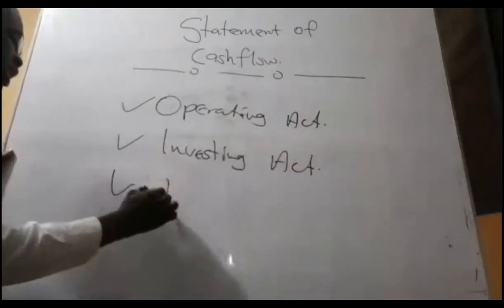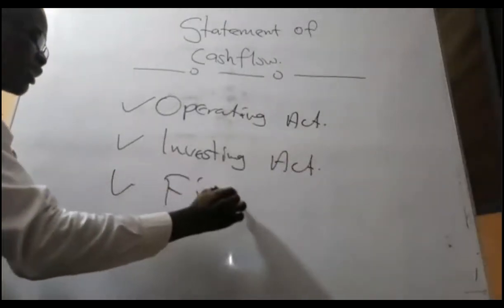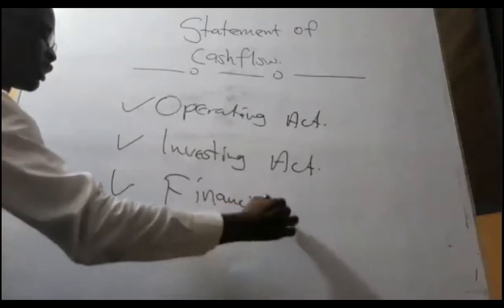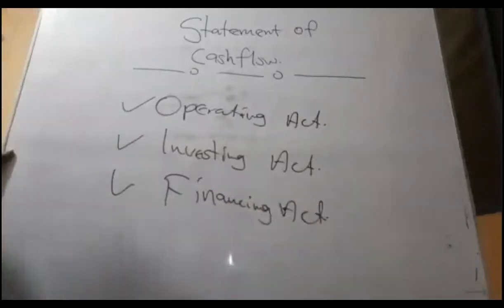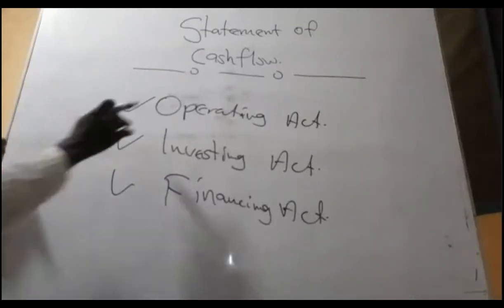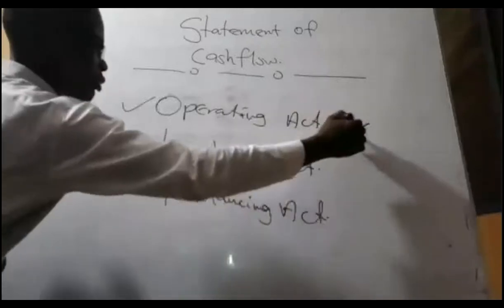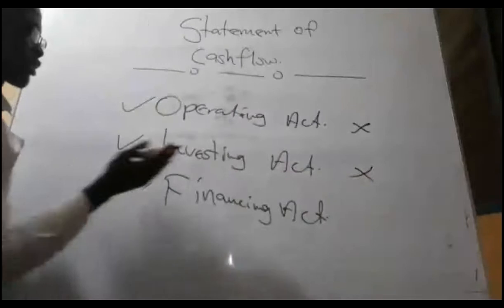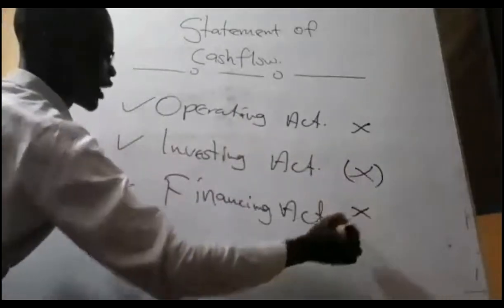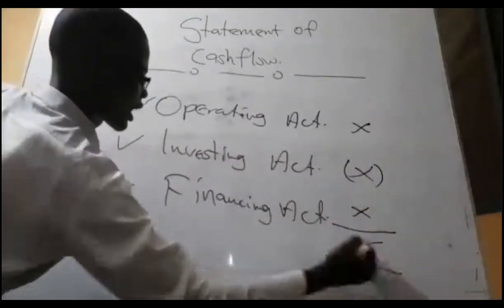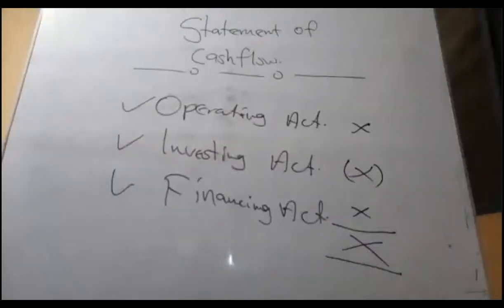Then the last one, we have financing activity. Good. So for the purpose of cash flow, the organization's activity must be grouped. So if I add cash flow from operating activity, so much. Cash flow from investing, so much. Cash flow from financing, so much. At the end of the day, this is the total cash movement. We are done. Good.